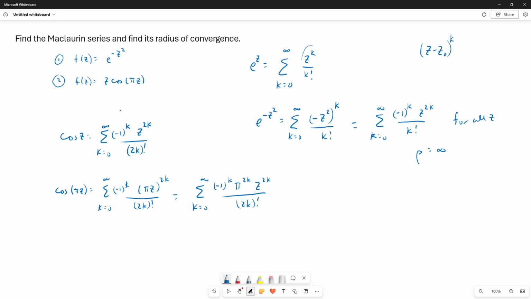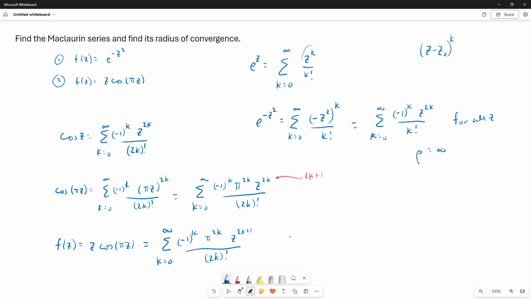We want z times cosine pi z, so f of z, which is z times cosine of pi z. We just have to multiply this whole thing by z, which is going to raise the power on z here by 1. So we can just write the answer. It's everything we see here, but instead of 2k, it's going to become 2k plus 1, because we're multiplying by z. Negative 1 to the k, pi to the 2k, z to the 2k plus 1, divided by 2k factorial.